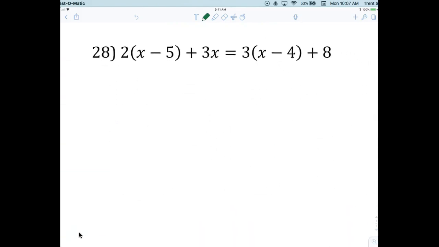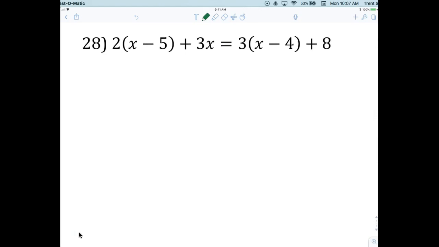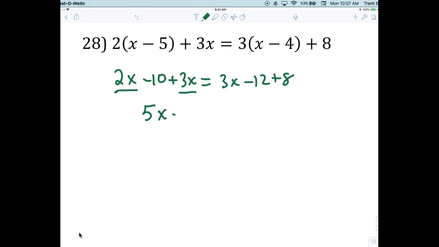Okay, let's take a look now at 28. Now I have to distribute. So I end up with 2x minus 10 plus 3x equals 3x minus 12 plus 8. Everybody see that? So now, combining terms, 5x minus 10 equals 3x minus 4.